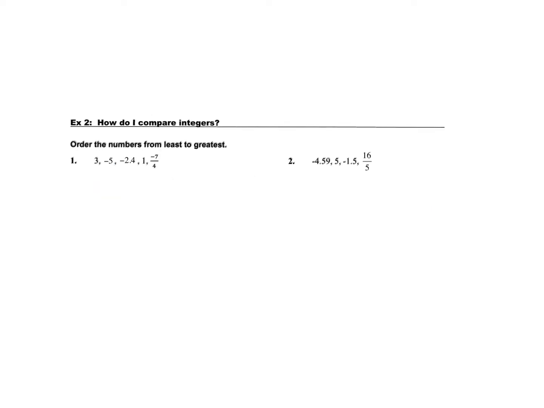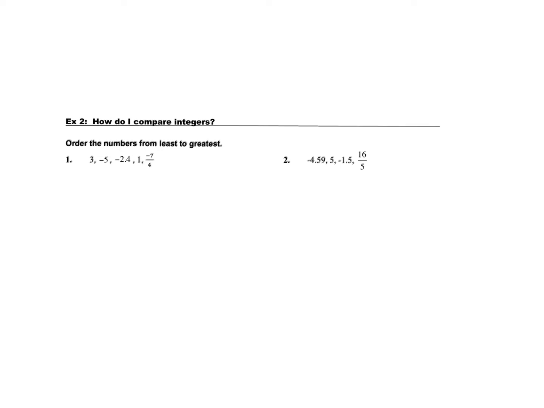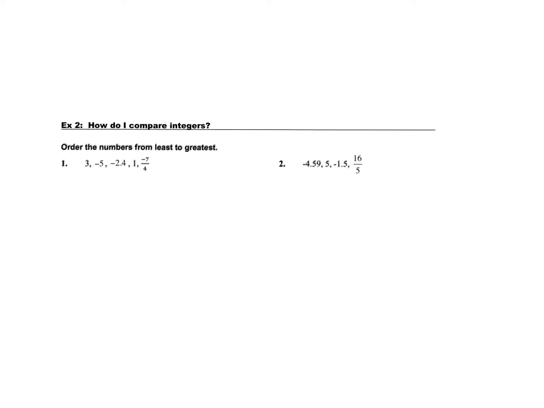Now, example 2, how do I compare integers? Order the numbers from least to greatest. When you're comparing numbers, you want to make sure that they're either all decimals, all fractions, or all percents. And here we have no percent, so we don't want to turn them to that. It's easiest to compare them when they're a decimal form. So we're going to take this number, -7 all over 4, and we're going to turn that into a decimal.